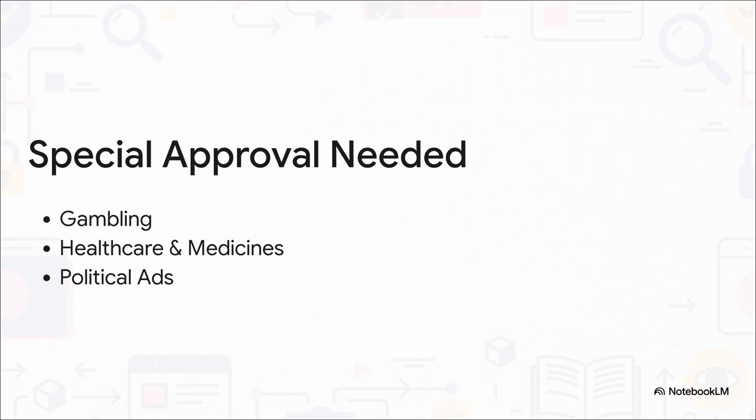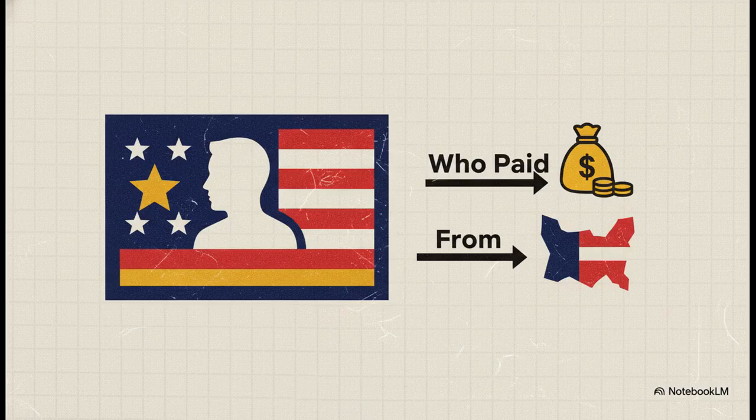So advertisers in areas like healthcare or gambling, they need to get special approval. For example, an ad for medicine has to show a proper license, and a betting app has to play by all the local laws. This is a big one, especially when it comes to political ads. The policy is crystal clear. These ads have to show you exactly who paid for them and what country they're from. It's all about making sure there's transparency.